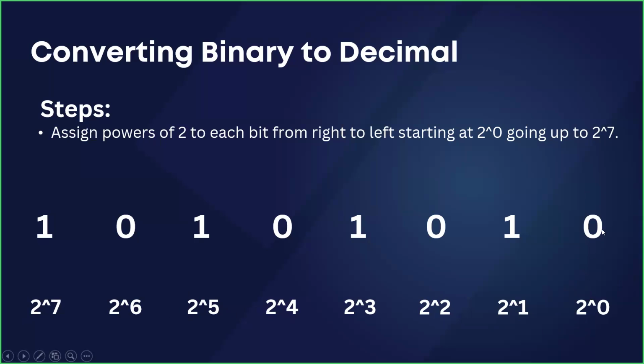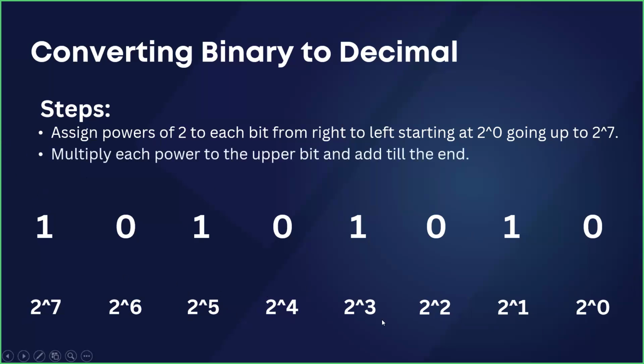Okay. So now once you have written down these values, step number two is you multiply each power value at the bottom to the upper bit, and you keep on adding it till the end. 2 power 0 into 0 plus 2 power 1 into 1 plus 2 power 2 into 0 plus 2 power 3 into 1 plus 2 power 4 into 0 plus 2 power 5 into 1 plus 2 power 6 into 0 plus 2 power 7 into 1.